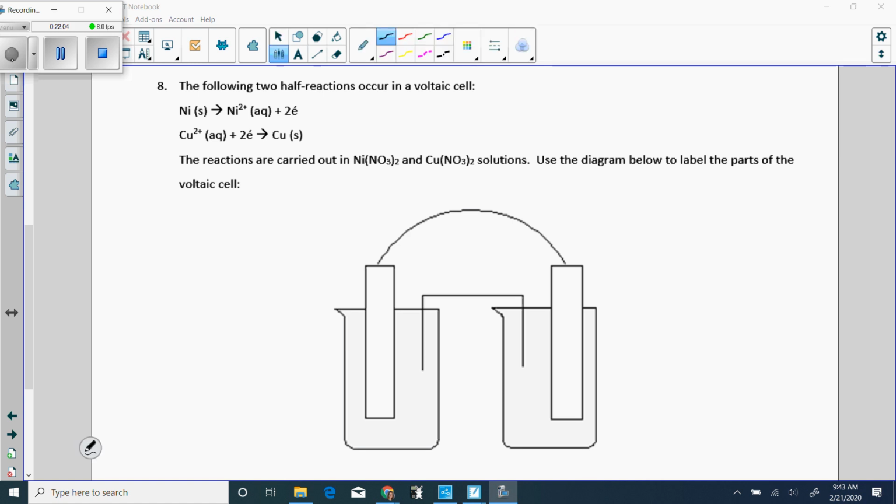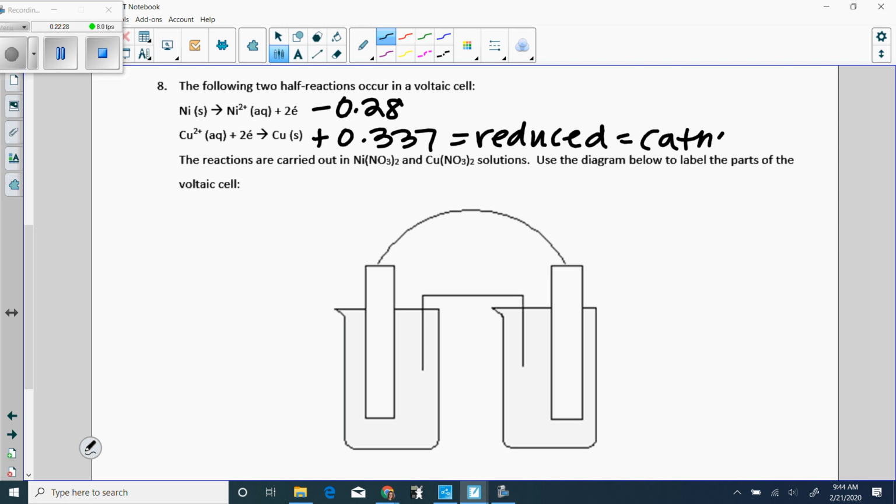So I look up nickel. Nickel's a negative 0.28. I look up the copper. Positive 0.337. The higher one is the reduced one because that list is reduction. So that means this is reduced. I get organized right away. I write reduced and I write cathode because I now know those two things and that's just going to help me. That means the other one, the nickel, is the anode. Oops, oxidized and the anode.